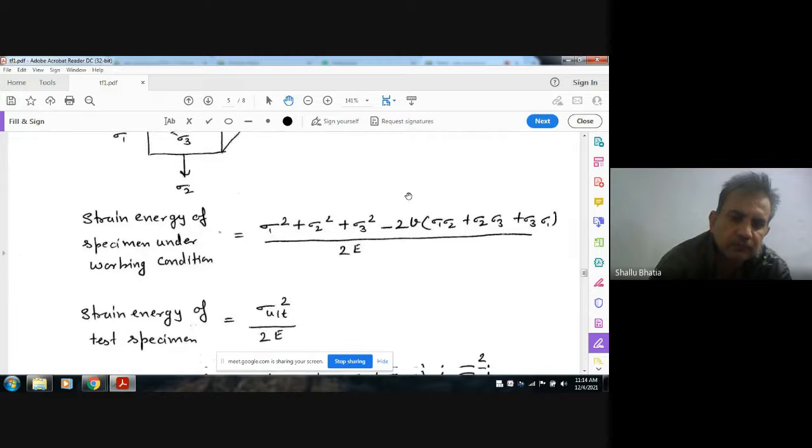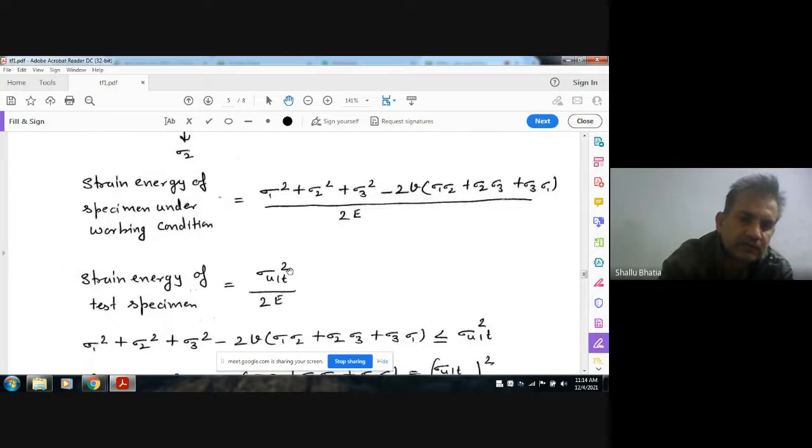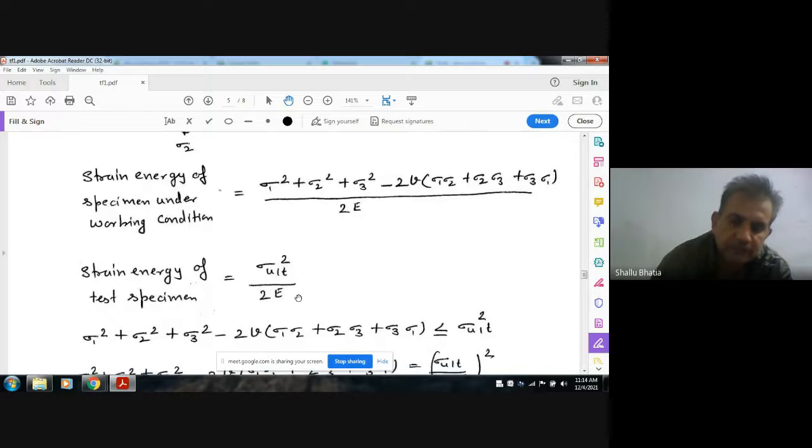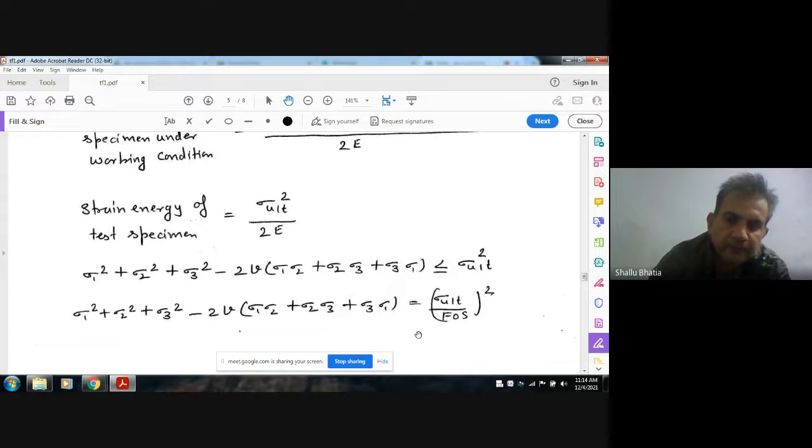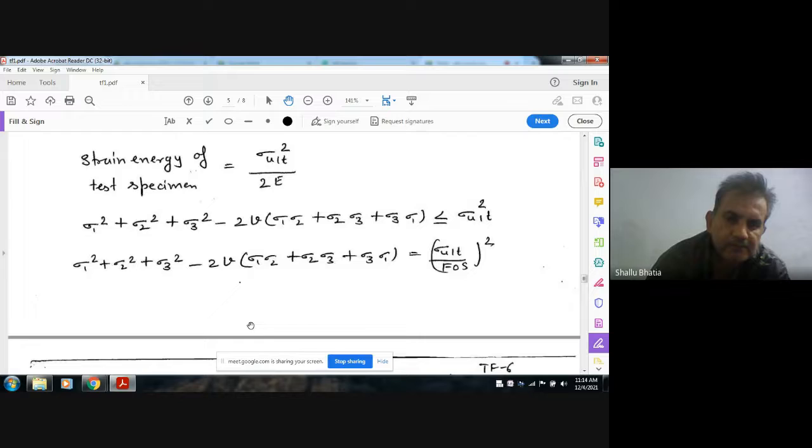So this is the strain energy of the test specimen. The criterion is that the strain energy of the working specimen should not exceed the strain energy of the test specimen, so this should be less than or equal to this. If we introduce a factor of safety, we will divide sigma ultimate by alpha. This is your strain energy theory.